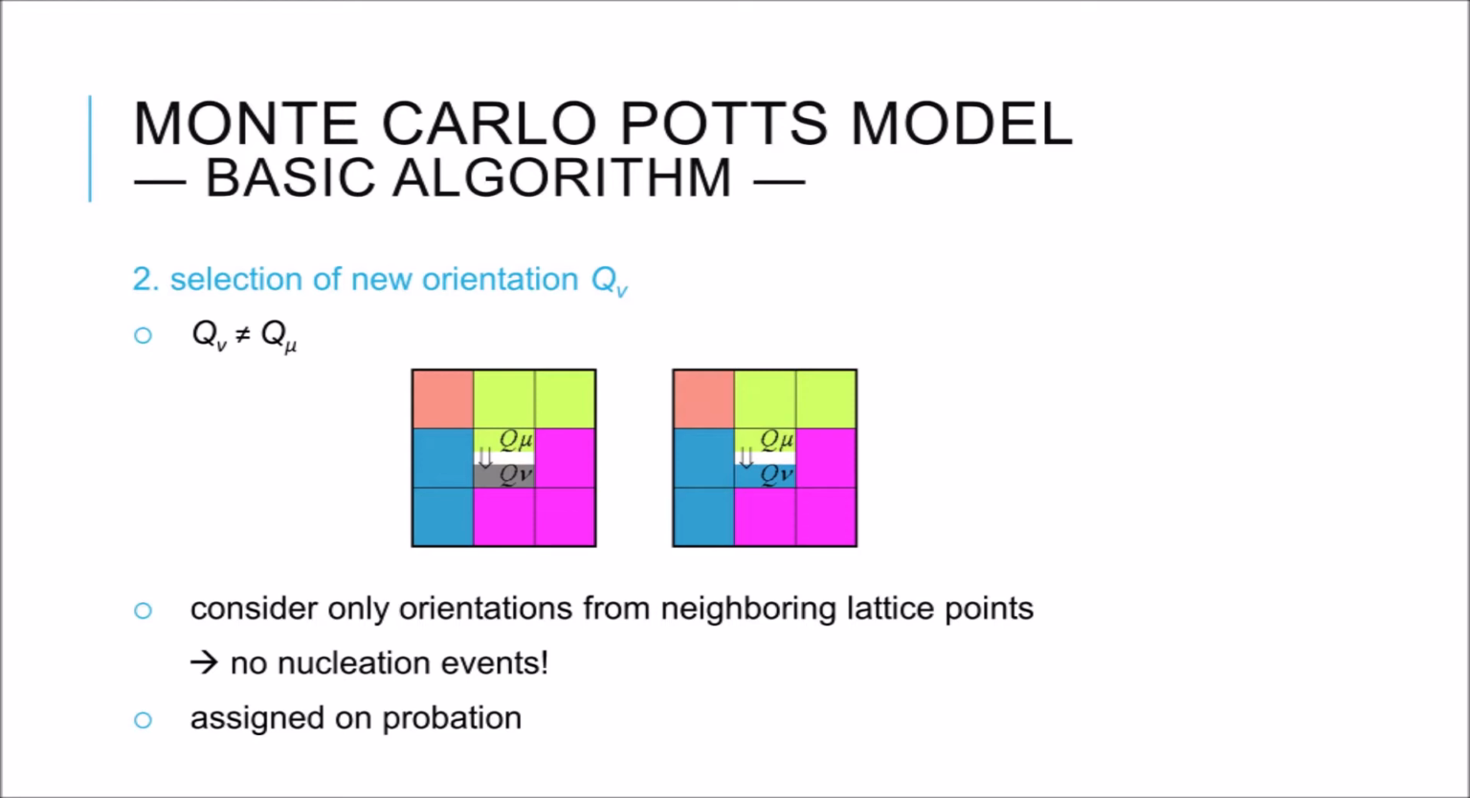To that, we consider only orientations from neighboring lattice points. I suppose it makes sense because, like I said, we want to model grain boundary migration, so the change of orientation from a certain grain to one of the neighboring orientations. So we do not want to have any nucleation events. This new orientation taken from the neighboring grains is assigned on probation. So it means we are not sure yet if this one is the right one.